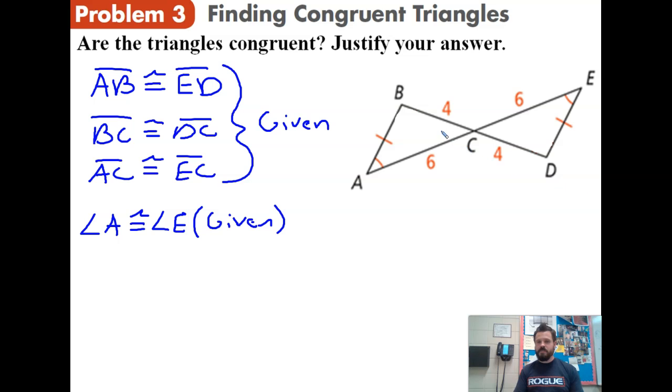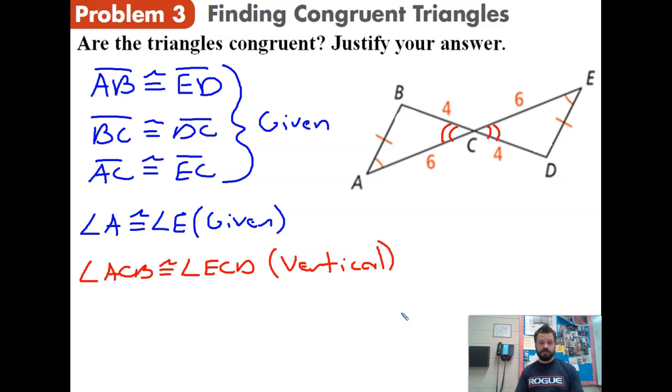Now notice in the middle where these two triangles come together, I have a set of vertical angles. We know vertical angles are always congruent, so I can say that angle ACB is congruent to angle ECD. And the reason for that, again, is they're vertical angles, so I'm just going to say vertical. It's my justification for that.